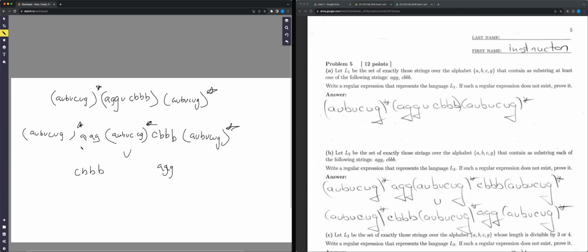AAG. And now the same rules apply. Anything can come before it. Anything can come after it. Anything can come in between it.